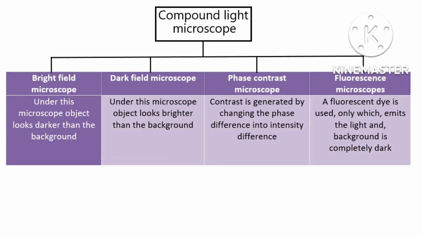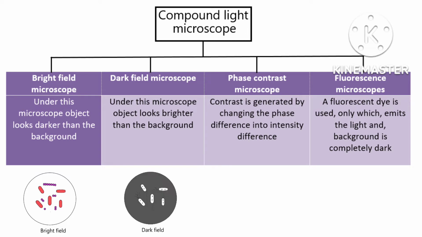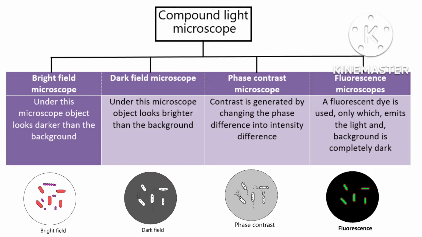Now let's see the classification. In most of the laboratories, these four types of optical microscope are used. Under this type of microscope, object looks darker than the background. Under this microscope, object looks brighter than the background. And here, contrast is generated by changing the phase of the light into change in the intensity of the light. A fluorescent dye is used which emits the light, and the background is completely dark in case of fluorescent microscope. The detail will be discussed later one by one.